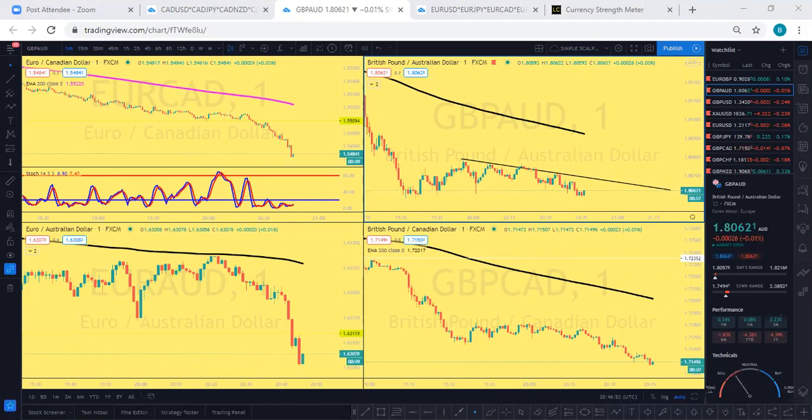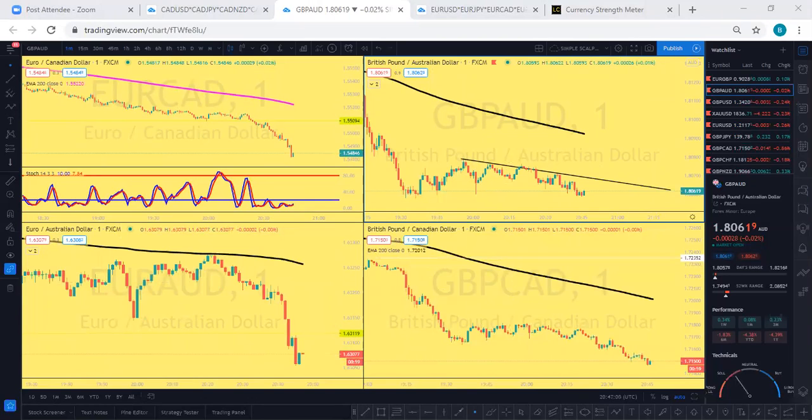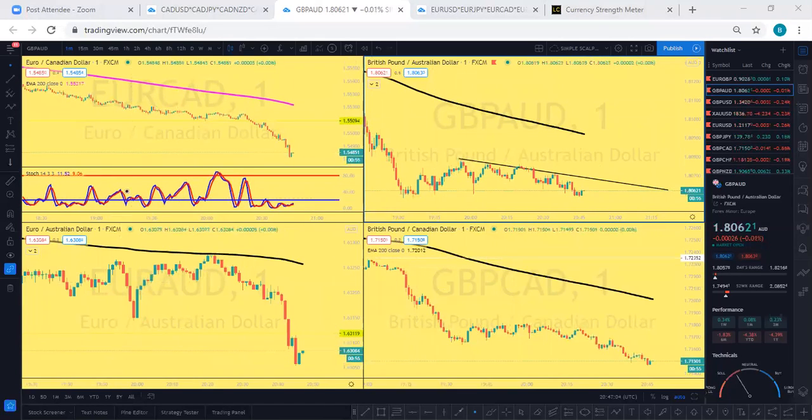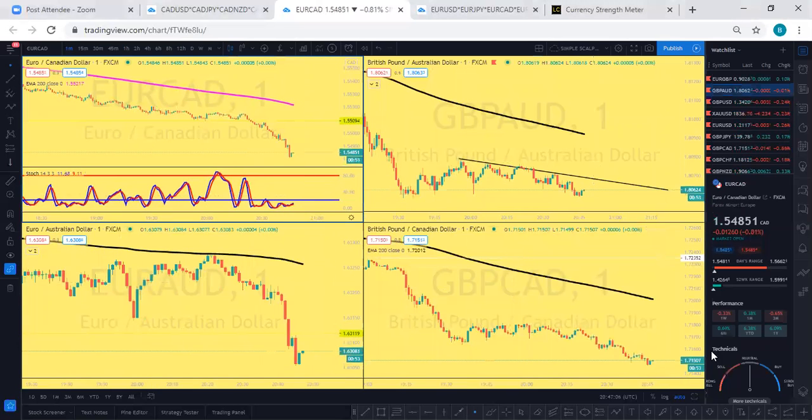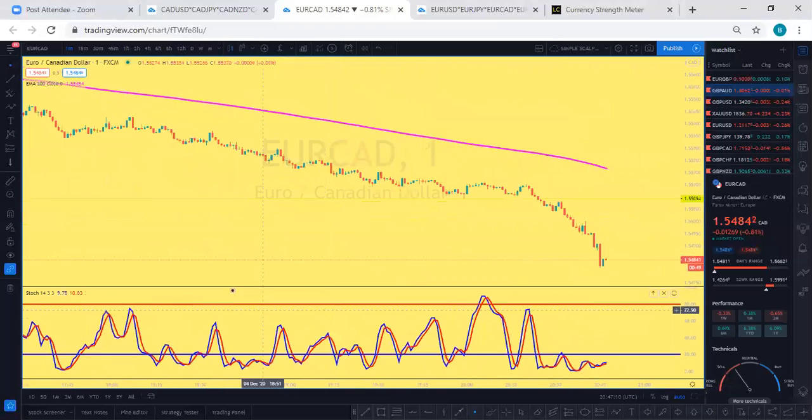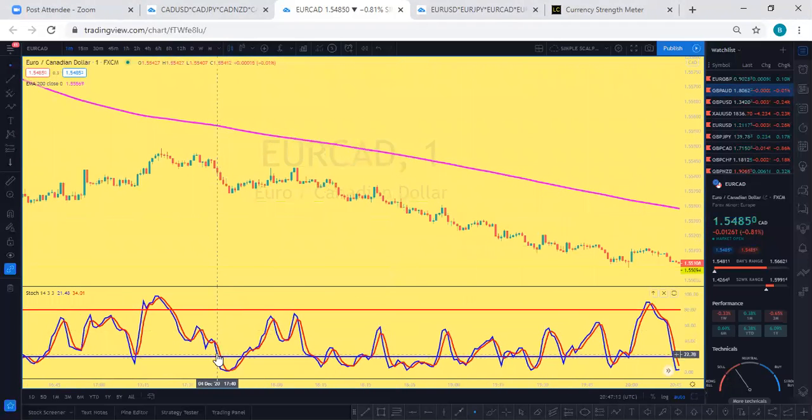Go ahead, sir. My question is based on the stochastic oscillator. You say whenever the blue crosses over the red upwards, it's upward. That means the market is buying at that point. Whenever the blue here crosses the red upward, it means the market wants to go for a buy.